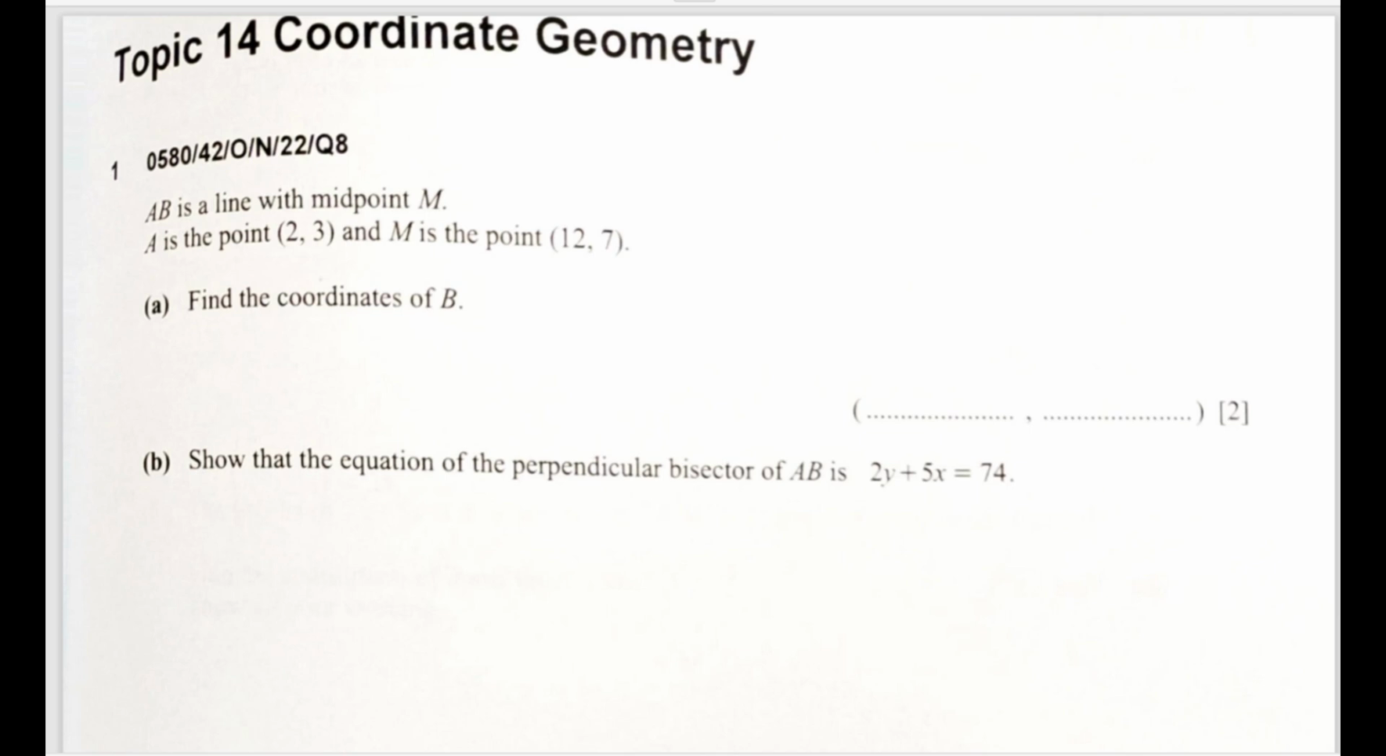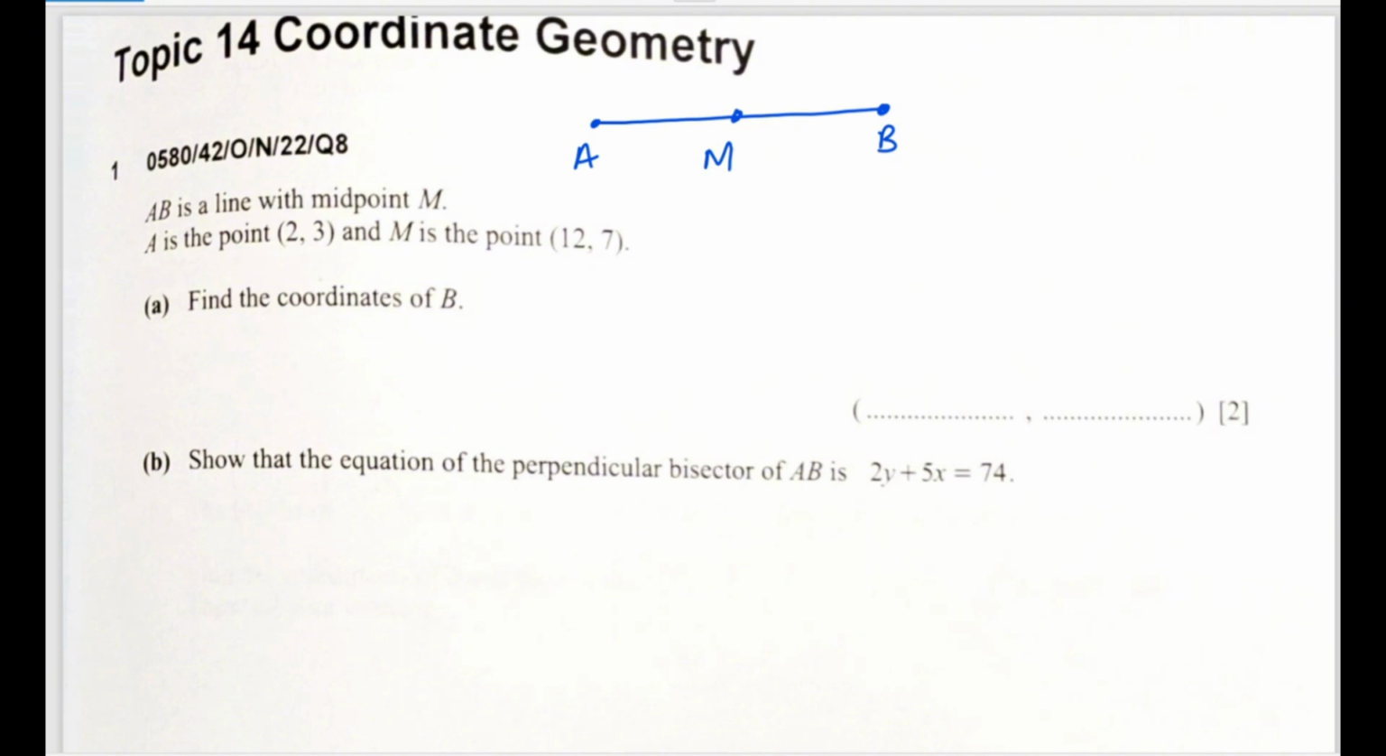Dear viewers, in this video, we will practice the worksheet of exam-oriented questions of the topic coordinate geometry. And the first question is here. AB is a line with midpoint M. So AB is a line. Let's suppose this is the line AB with midpoint M.